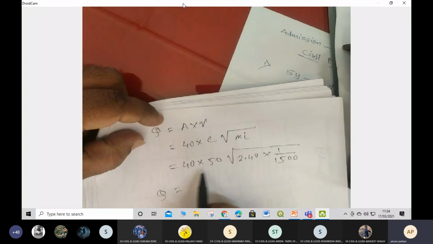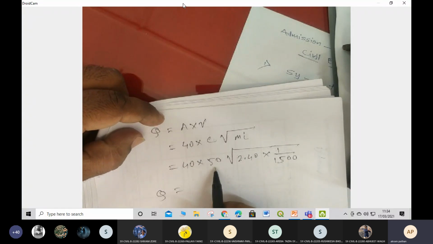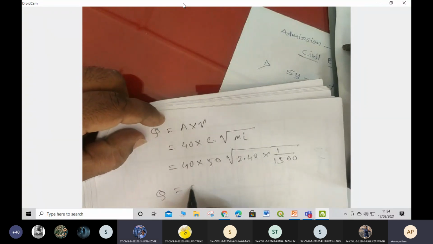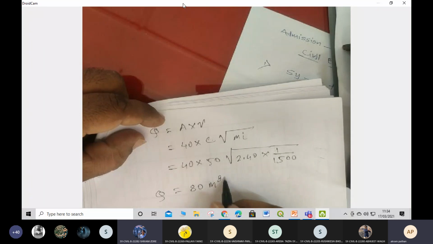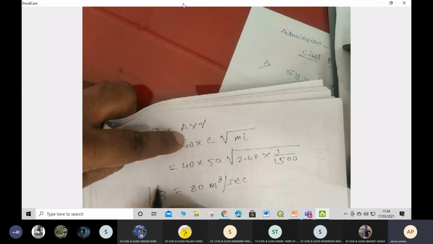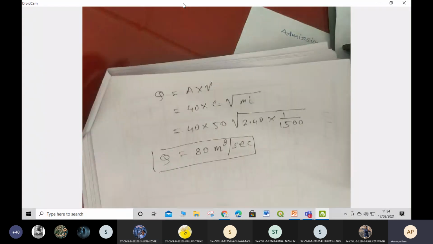Can anybody tell me what is the value of this? 80, sir. 80. Okay, 80 meter cube per second. So this is the discharge.